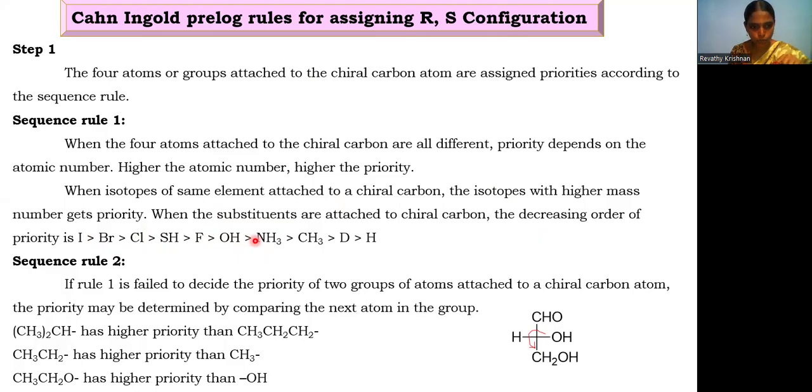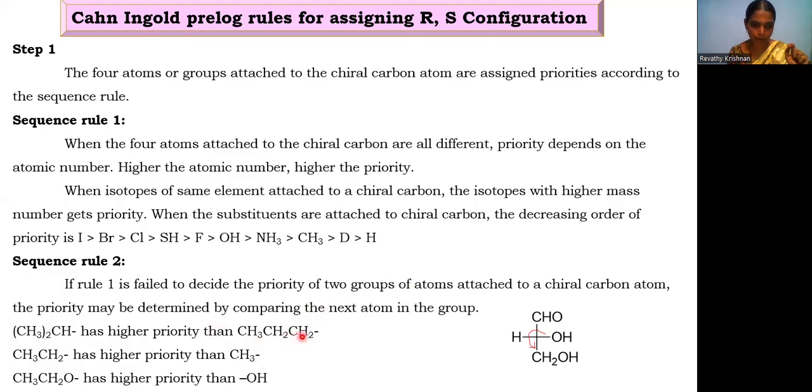And sequence rule 2 is: if rule 1 fails to decide the priority of the atoms or groups attached to the chiral carbon, the priority can be determined by comparing the next atom. When a chiral carbon has four different groups, and two or more of them have the same connecting atom, look at the examples given here.